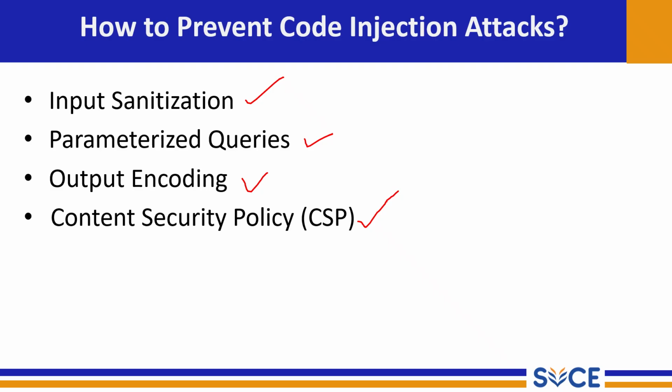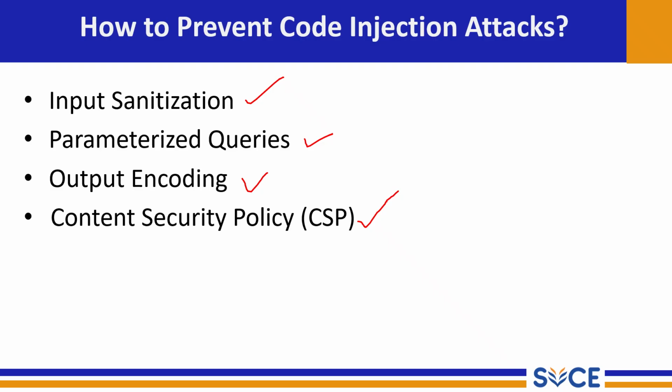Parameterized queries, for instance, use placeholders as specifiers instead of actual data when writing a query, such as select star from users where name is equal to input. And the database securely binds user input to those placeholders. It can help you avoid injection when using dynamic queries.